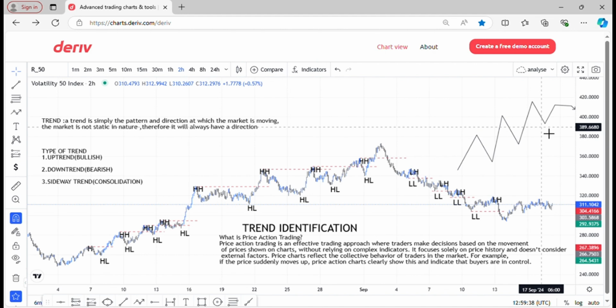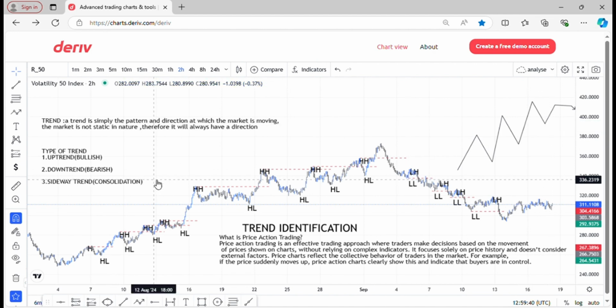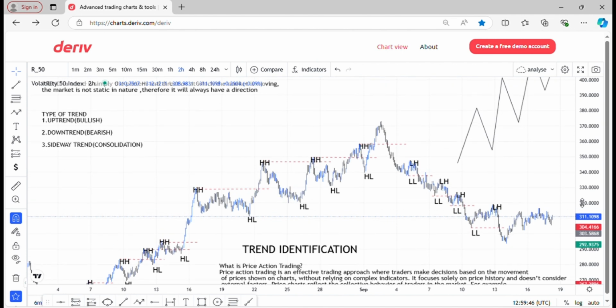So basically, this is how to identify your uptrend. Now I'll go to the downtrend. Our downtrend is called bearish. When you hear some terms in forex trading, bullish or bearish, bullish means uptrend, and bearish means downtrend. You can still call bullish the buy side, and bearish the sell side. Are you getting me now?